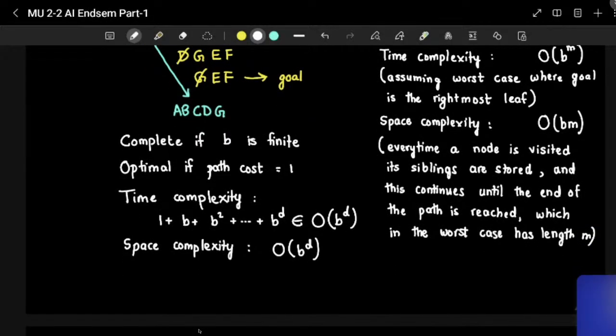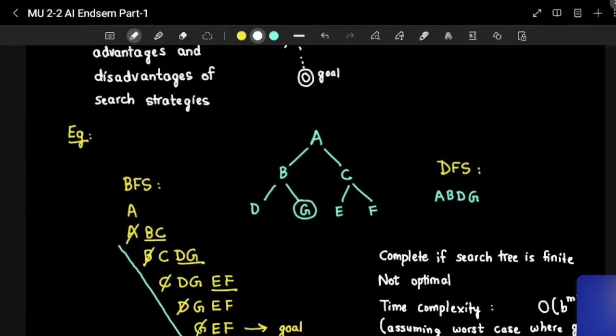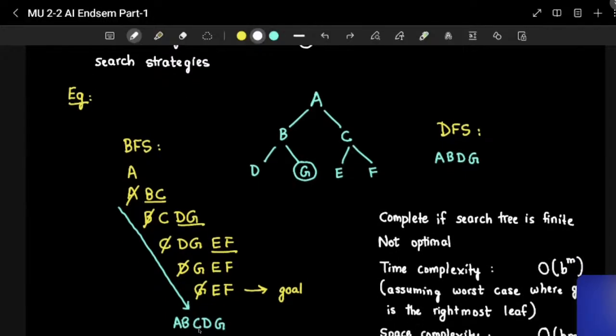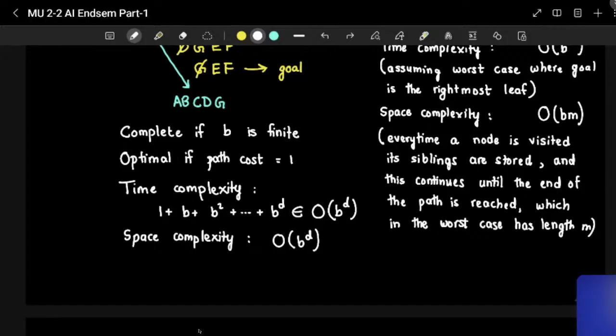Is BFS optimal? It is optimal if the path cost is 1. What do I mean by path cost is 1? In this tree, the cost of each state transition is 1. If it is not 1, then BFS is not optimal. You will see why when we look at UCS. You can take any random example: instead of 1, assign 2, 3, 4, 5, 6, and you'll get an example where you can see for yourself that BFS is not optimal unless path cost is 1.